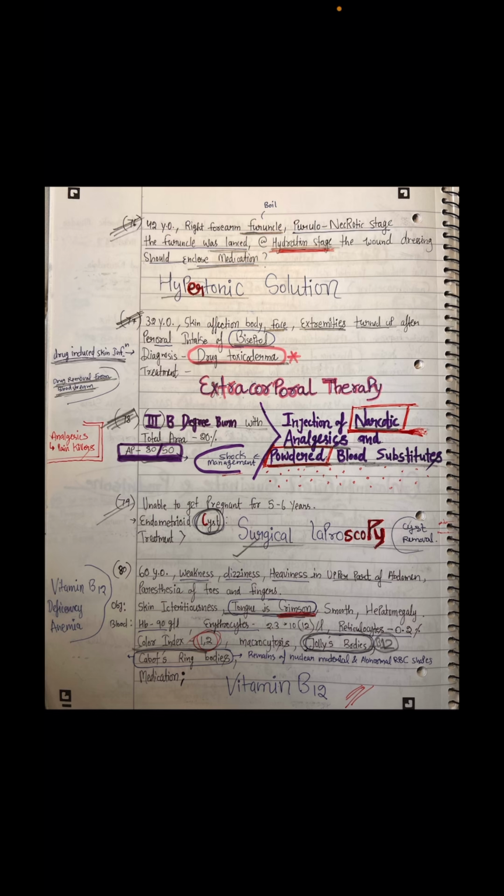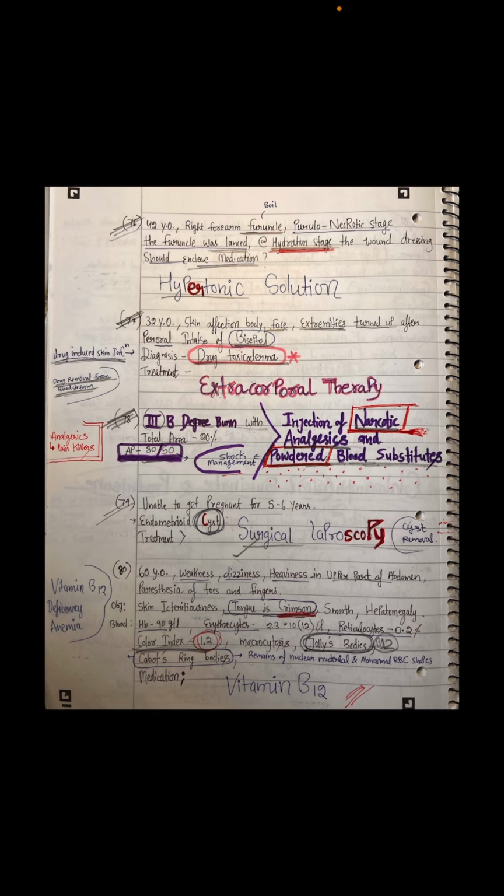Next patient says about the skin affection, body, face, extremities turned up after the peroral intake of biseptol. Diagnosis is drug intoxication. So what are you going to prescribe in the cases of drug intoxication? Drug intoxication or drug toxicoderma. Toxicoderma means skin changes which are drug induced. So the patient took some pill, and after that he saw some skin changes over there. So a drug induced skin infection.